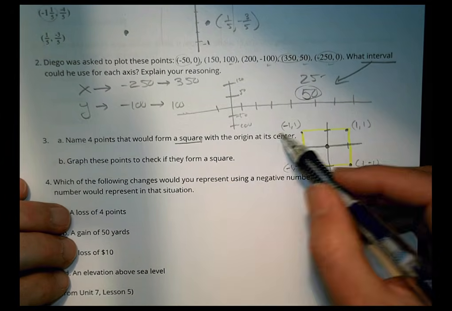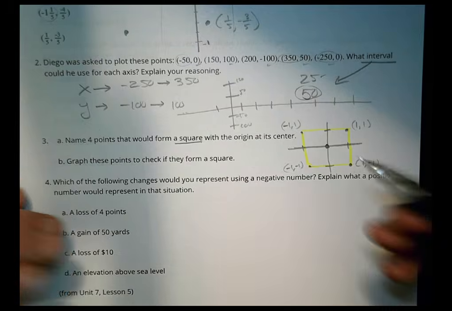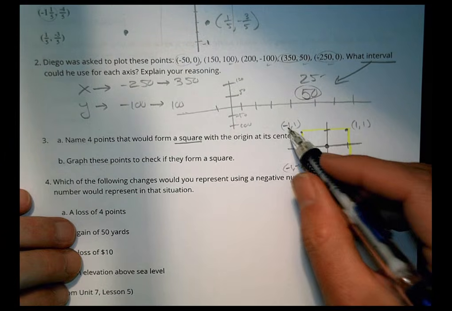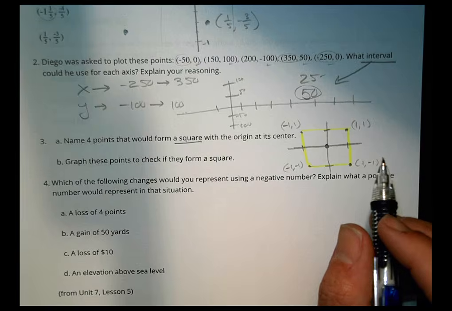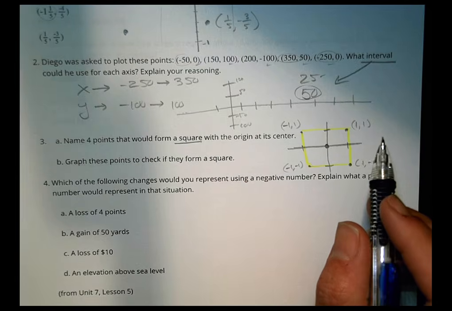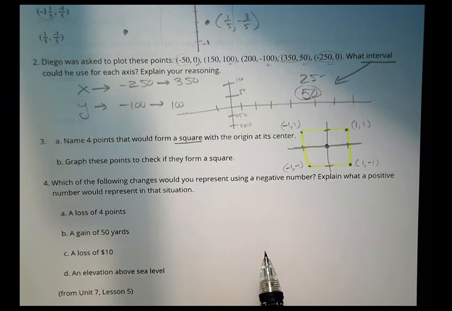So you could have said 1s, you could have used 2s, 3s, hundreds, it really doesn't matter. As long as the x and y numbers are the same, the digits you use and just have different values for positive or negatives, you're going to get a square. So when I graph it, it looks like that. That's what I did for just the 1s.